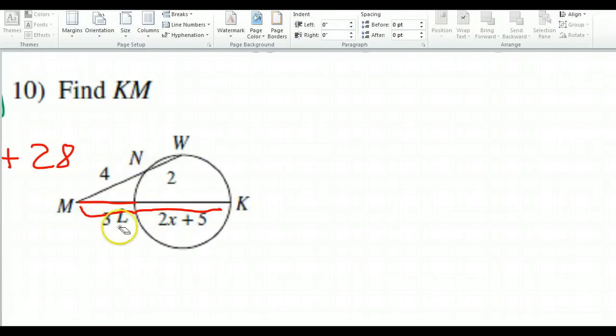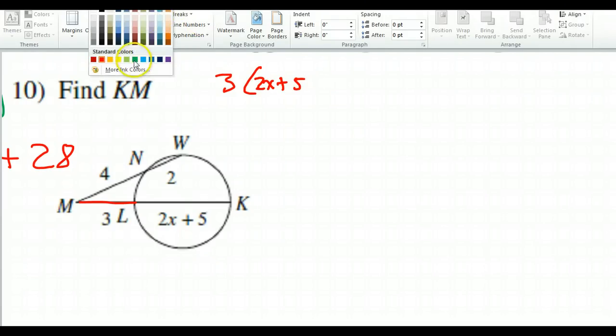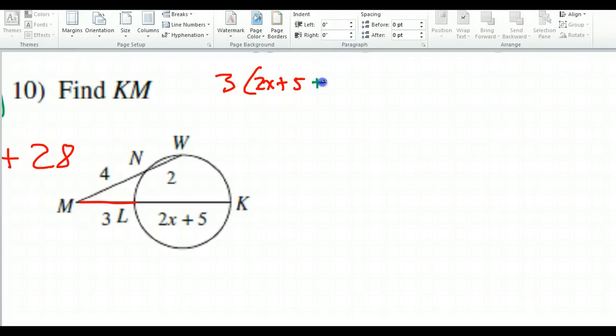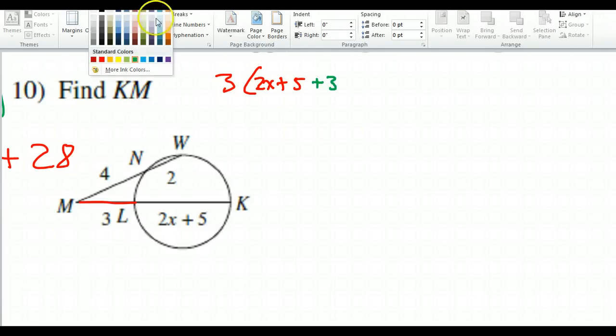Okay, it's bothering me. So this is going to be 3. Okay, part times whole. So it's going to be 3. Now the whole thing is 2x plus 5 plus 3. Man, I'm afraid that this is going to be confusing for some kids. Let me make it a different color at least.